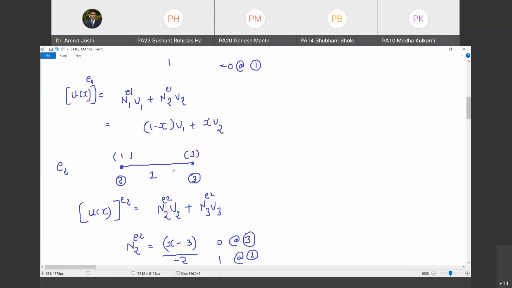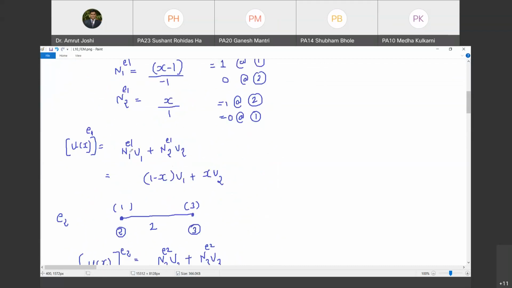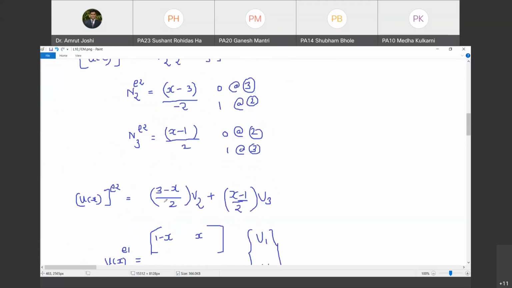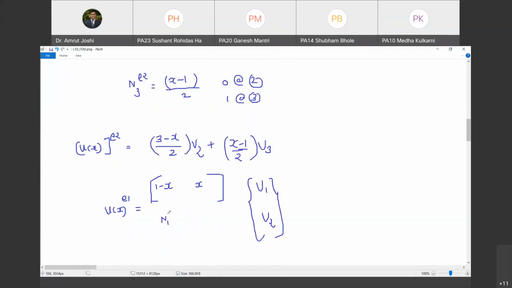So now, what is 1 minus x? Is it N1 for element number 1? Ganesh, you can mute, there is some disturbance at your side. Please type your responses in the chat box. N1 for element number 1 is 1 minus x, and N2 for element number 1 is x. Do all agree with this? Type your responses in the chat box.